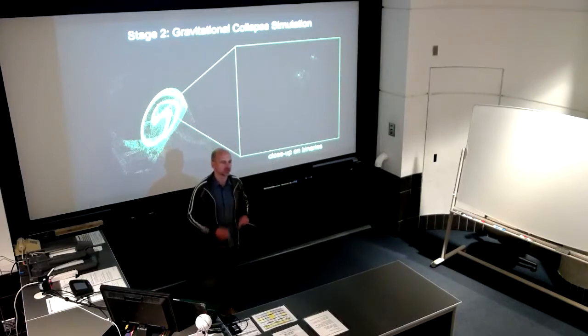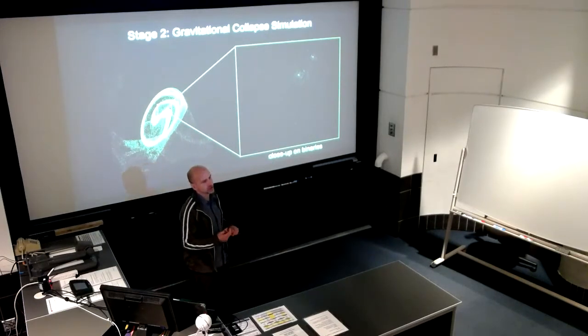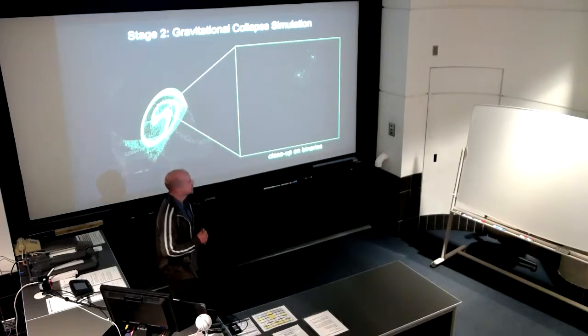It represents about 30% of the mass of the initial cloud. It's aligned with the initial angular momentum vector of the cloud. And so this is very encouraging.